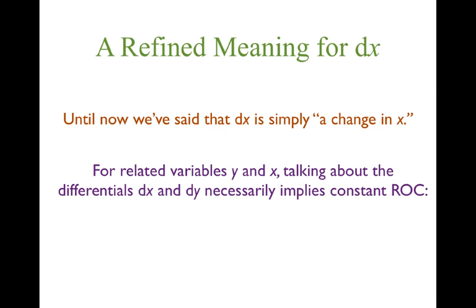Okay? So now if we have related variables x and y, talking about the differentials dx and dy necessarily implies constant rate of change. Anytime we're talking about dx and dy, that means we're talking about constant rate of change. That should be okay because that's all we've talked about so far. Just know that those symbols imply constant rate of change, which means that dy must be a constant multiple of dx, right? That's what we said: dy equals m dx. Given any change in x, dy is that constant multiple times dx. So nothing new there.